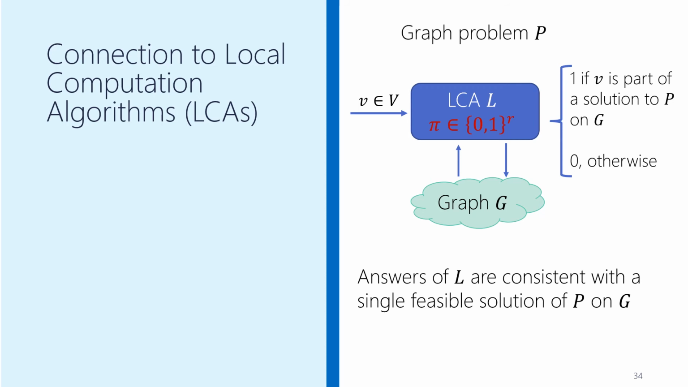We also study the connection of stable algorithms with local computation algorithms. Consider a randomized local computation algorithm L for a graph problem P. It gets as input a vertex V, tosses random coins pi, and outputs whether V is part of a solution to P on G. L cannot do any pre-processing on G, and the requirement is that its answers on different inputs have to be consistent with a single feasible solution for P on G.